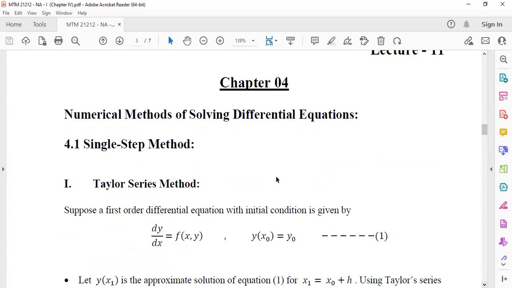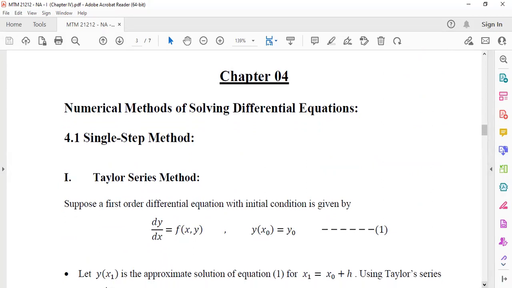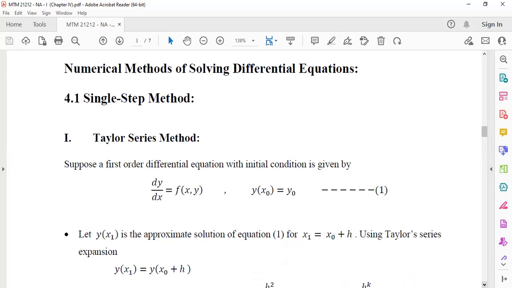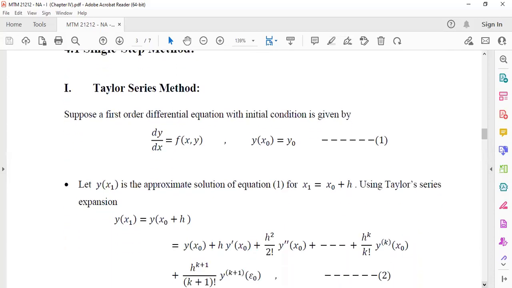Numerical methods for solving differential equations, single step methods, as the first title, where we analyzed the Taylor series method in our last lecture. It says if you have a first order differential equation dy over dx equals f of x comma y, then we also have some initial condition. With the differential equation and the initial point, we can analyze the next solutions. Since we are considering a single step method, we go from one step to the next.